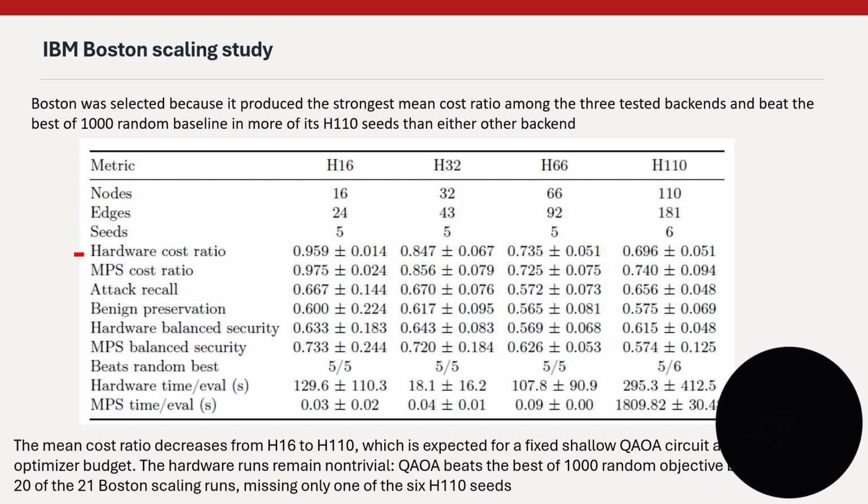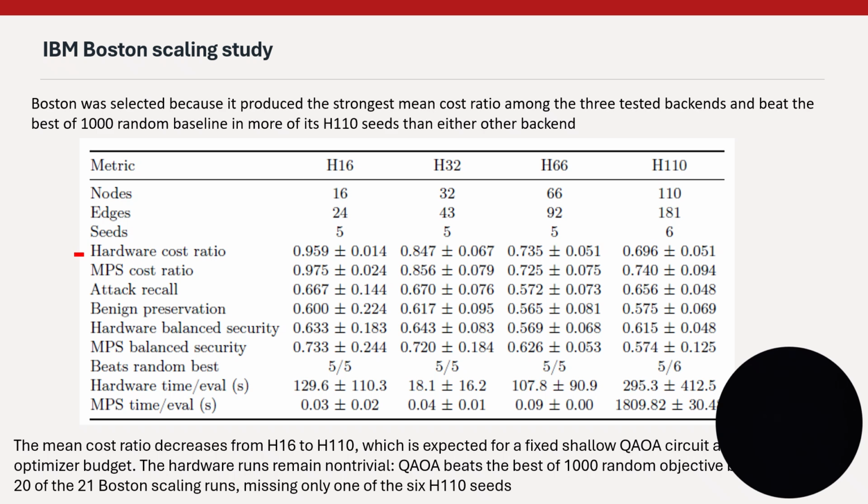First, let's look at a scaling study for the IBM Boston architecture. This was selected because it gave us the highest mean cost ratio among the 3 different IBM backends, and because it beats the best of 1,000 random baseline for more of the 110 seed datasets than any other backend. You can see here a comparison of several metrics against our 4 datasets.